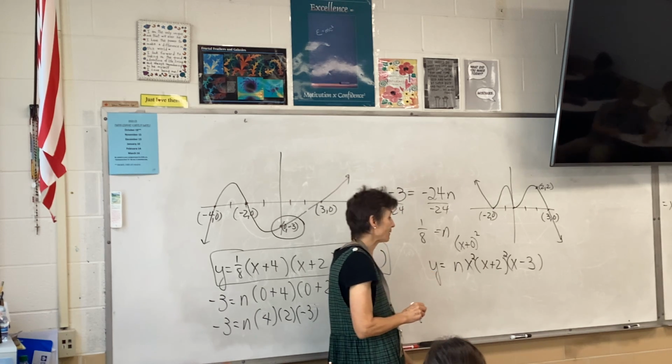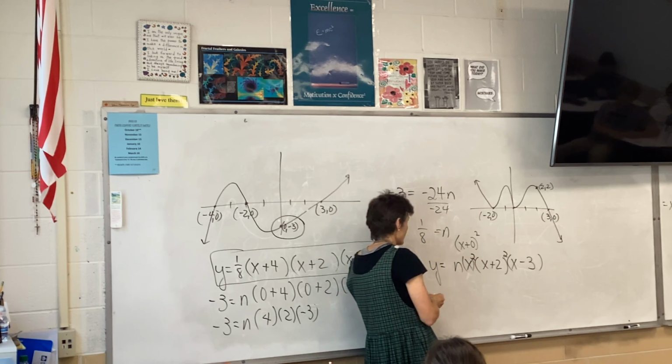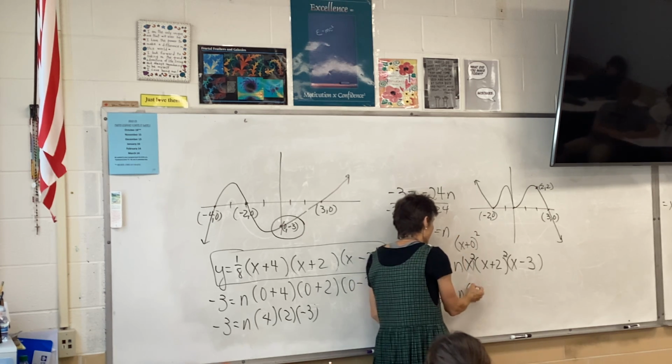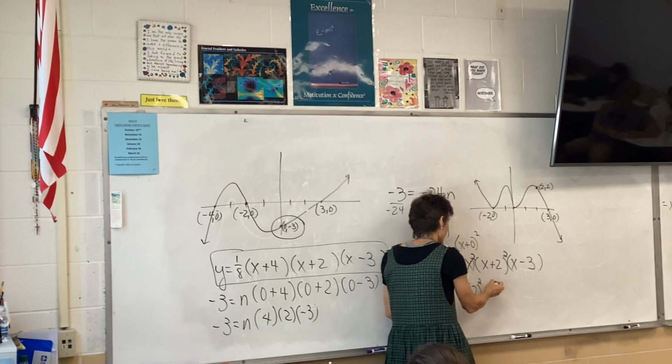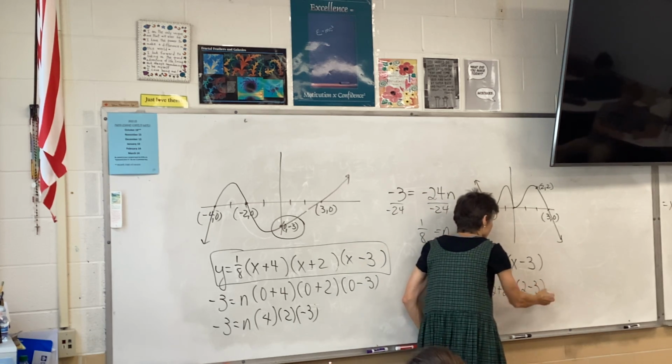Okay, now we gotta find n. How are we gonna find n? Plug the 2 in. This is y, so 2 equals n. We have 2 squared, 2 plus 2 squared, and 2 minus 3.